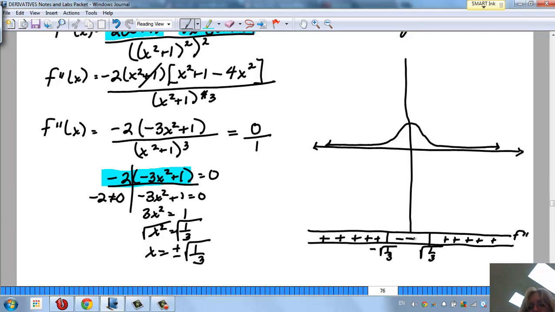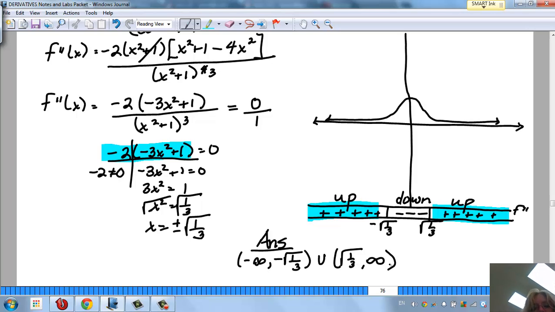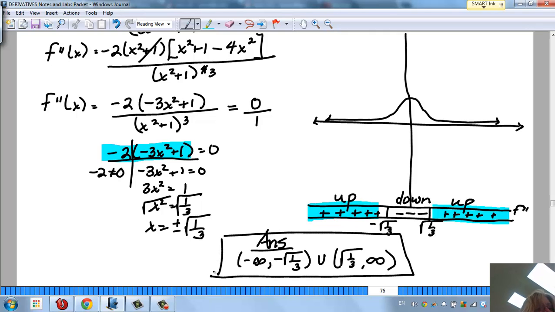This would be negative. So this is telling us this is concave up here, concave down here, and concave up here. So I want to know, when is this function concave up? So it's concave up here and here. So I'd say my answer is going to be from negative infinity all the way up to negative radical 1/3 in union with radical 1/3 all the way to infinity. It's concave up. It's only concave down in the middle, so there is our answer. That concludes this video on applications.